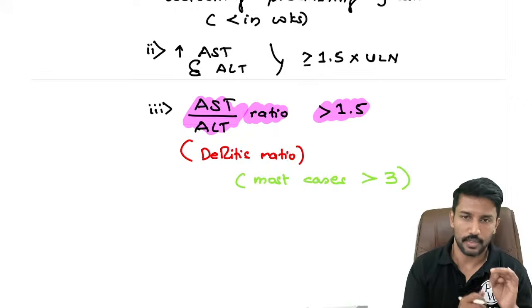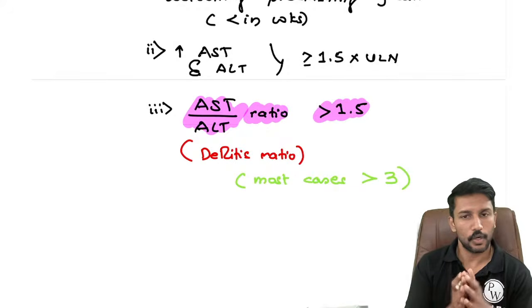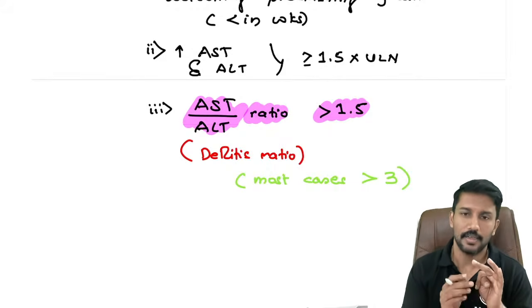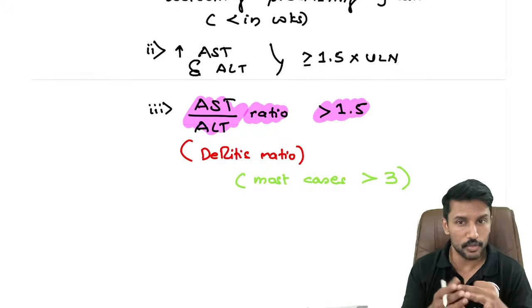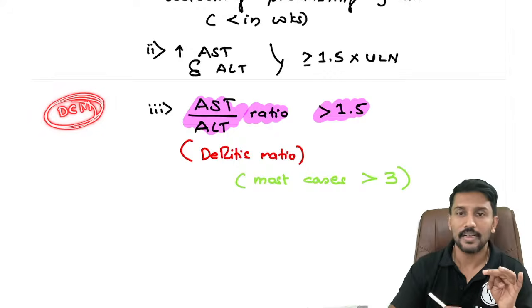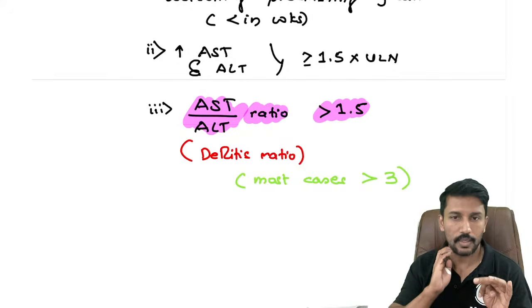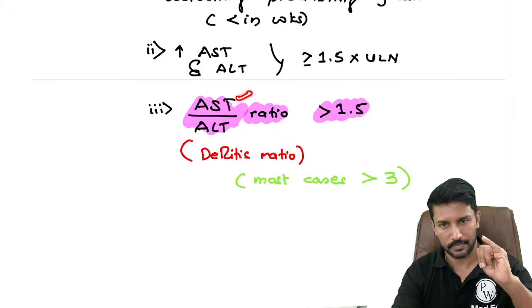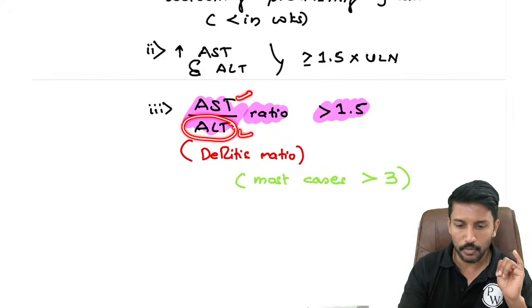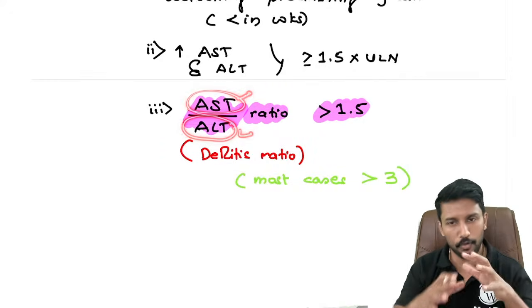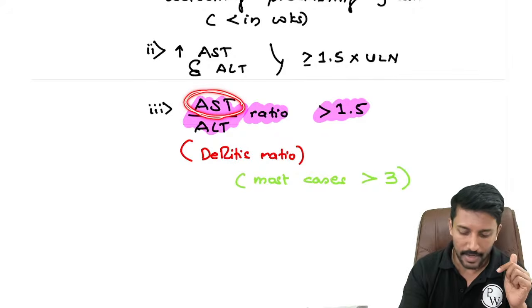So when you drink alcohol, does alcohol cause only damage to liver? No, it causes damage to RBCs. It causes damage to your muscles, right? In the long term, alcohol can also cause damage to heart, right? In fact, alcohol is one of the causes for dilated cardiomyopathy, right? So AST is getting released from RBCs, skeletal muscles, cardiac muscles, plus liver. ALT is getting released only from liver. So which one will have higher quantity in the blood? Of course, AST coming from all these sources, it will be higher.